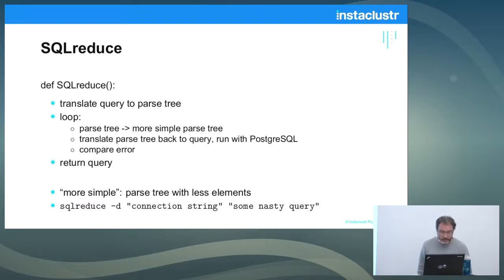In this case, it's quite simple. I just produce a parse tree that has fewer elements. So we just take a parse tree and start removing elements and see if the result is still breaking in the way we want it to. What we can do is take some query, either on the command line or from some file, and feed it to SQLreduce, which will just run it against the database.